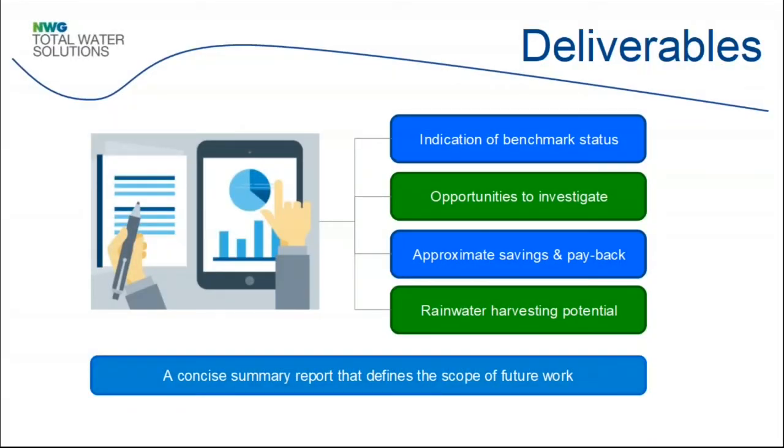The end result of the desktop audit is the report. That's what we deliver. And as I said earlier, this is not a highly detailed assessment. It's not an engineering feasibility study. It's essentially a form of scoping study. So the report we deliver is concise, but at the same time it's comprehensive. It covers all of the things that I've just talked about, but without being burdened with too much detail.